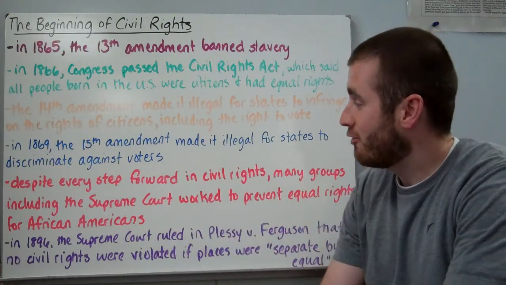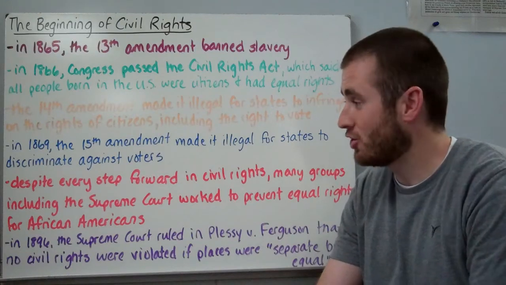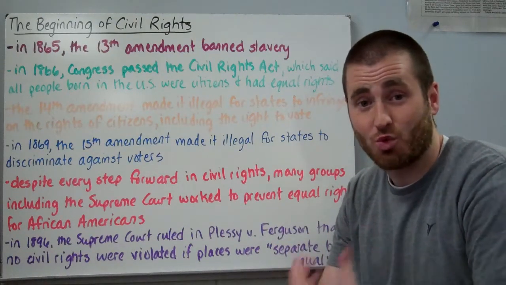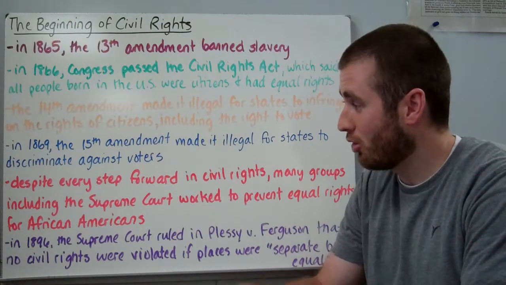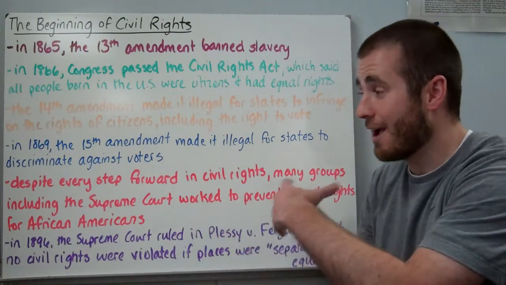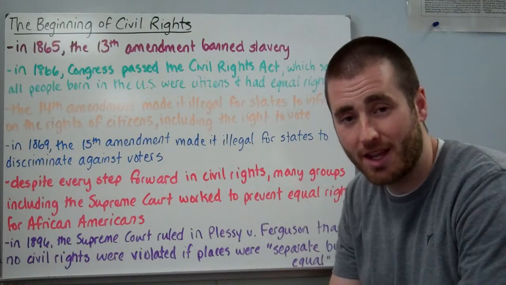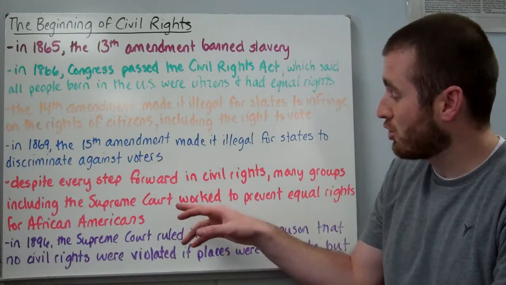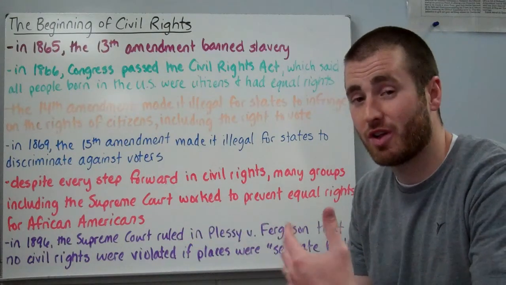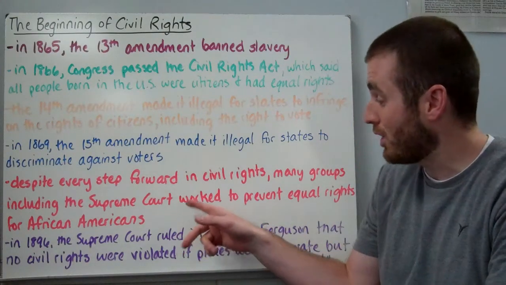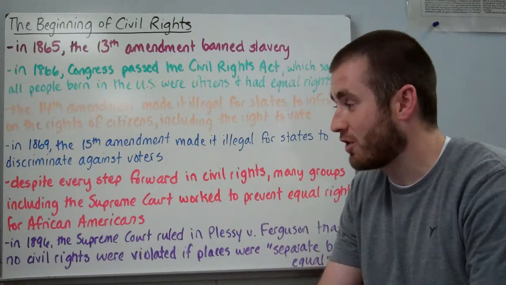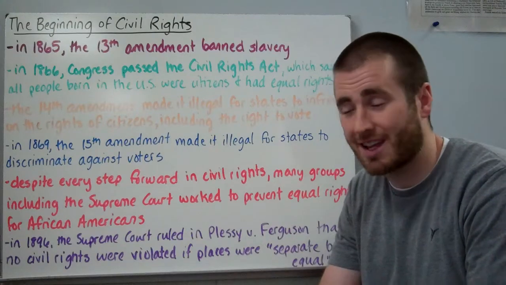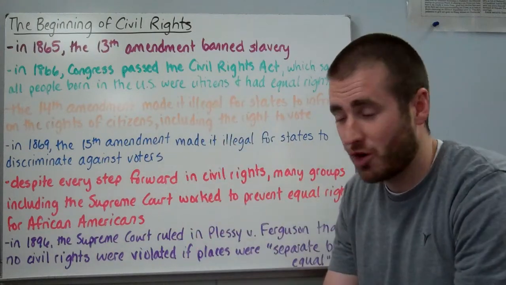In 1869, the 15th Amendment made it illegal for states to pass laws to discriminate against voters. So you couldn't have a literacy test or writing test, or require that you own a certain amount of land. No laws like that could happen. So despite every step forward the government and Congress were making and the attempt of many individuals to step forward into civil rights, the Supreme Court and many other groups, not just the Supreme Court, you had the KKK and stuff like that, worked to prevent equal rights for African Americans by passing a bunch of laws and Supreme Court cases that made these amendments irrelevant for a very long time.